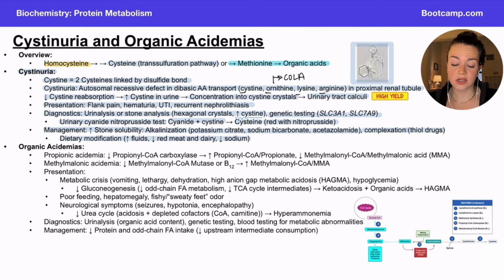All right, so shifting gears, let's talk now about organic acidemias. The organic acidemias are not as high yield as cystinuria, but still important to be aware of for the Step 1 exam. The organic acids in question are propionic acid and methylmalonic acid.